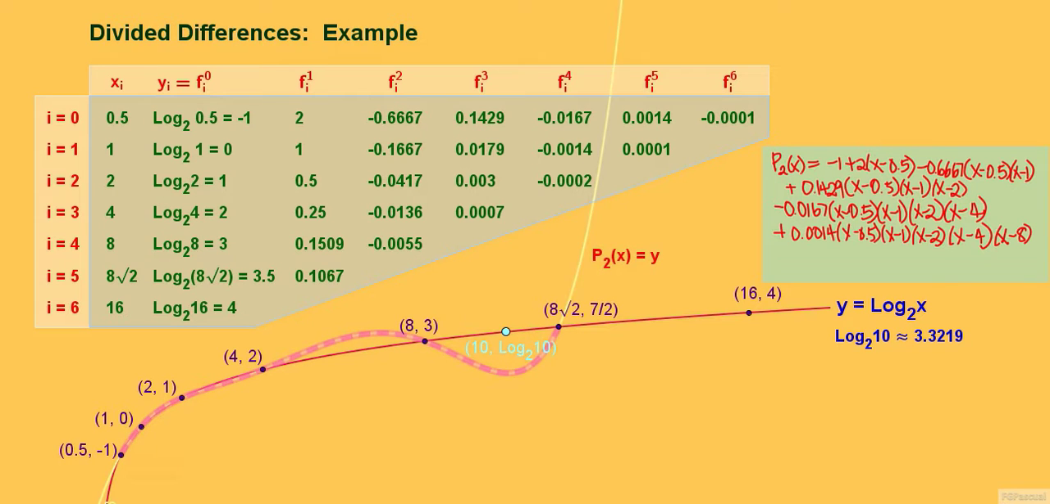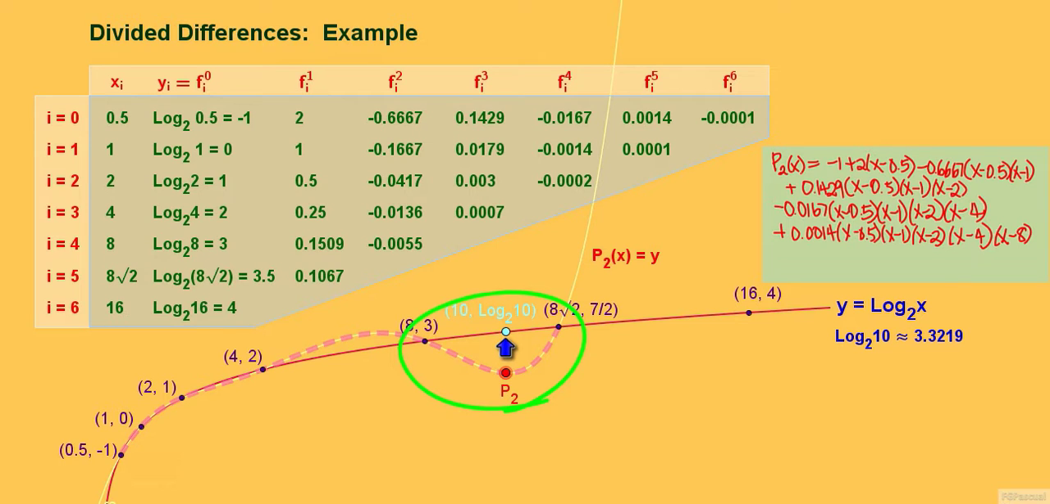Here is the graph of p sub 2, with the segment covering the points that we used to derive p sub 2. We observe a rather pronounced separation between p sub 2 and the graph of the base 2 logarithm of x right here, which is close to the right endpoint. It's similar to what we had observed with p sub 1. Unfortunately, it is also around this interval where x equals 10 is located.